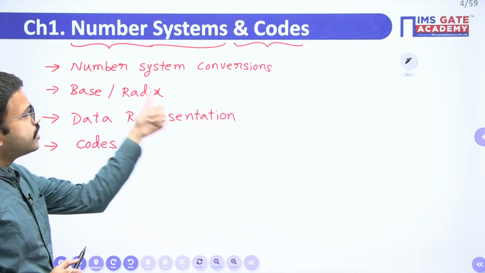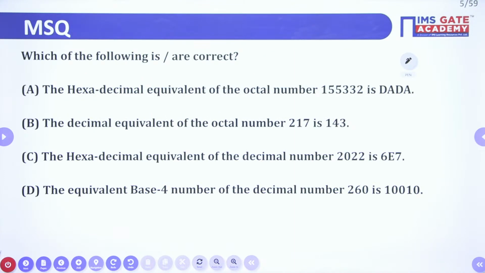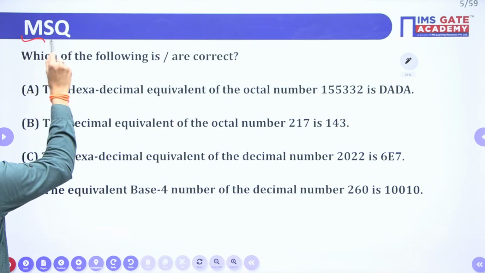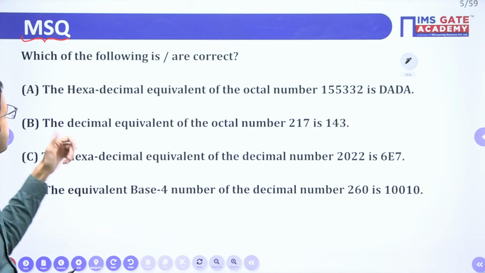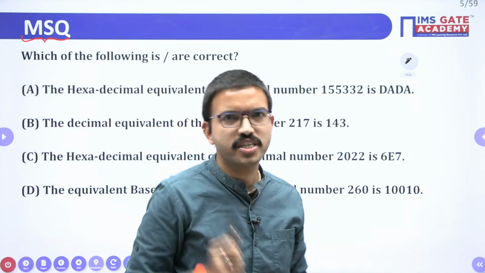So now let us start the first question, related to number system conversions. This question is an MSQ. MSQ means here you're having 4 choices, and either one option or more than one option can be correct.